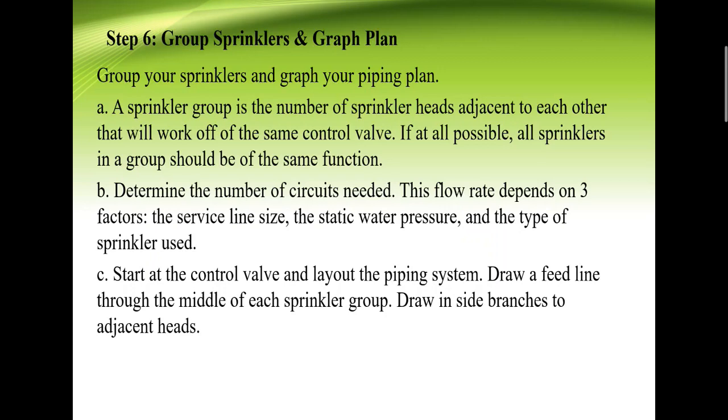Draw a feed line through the middle of each sprinkler group. Draw in side branches to the adjacent head. For example, to determine the GPM, the chart indicates that with a 3-quarter-inch supply line and 40 psi, you have 9 gallons per minute available.